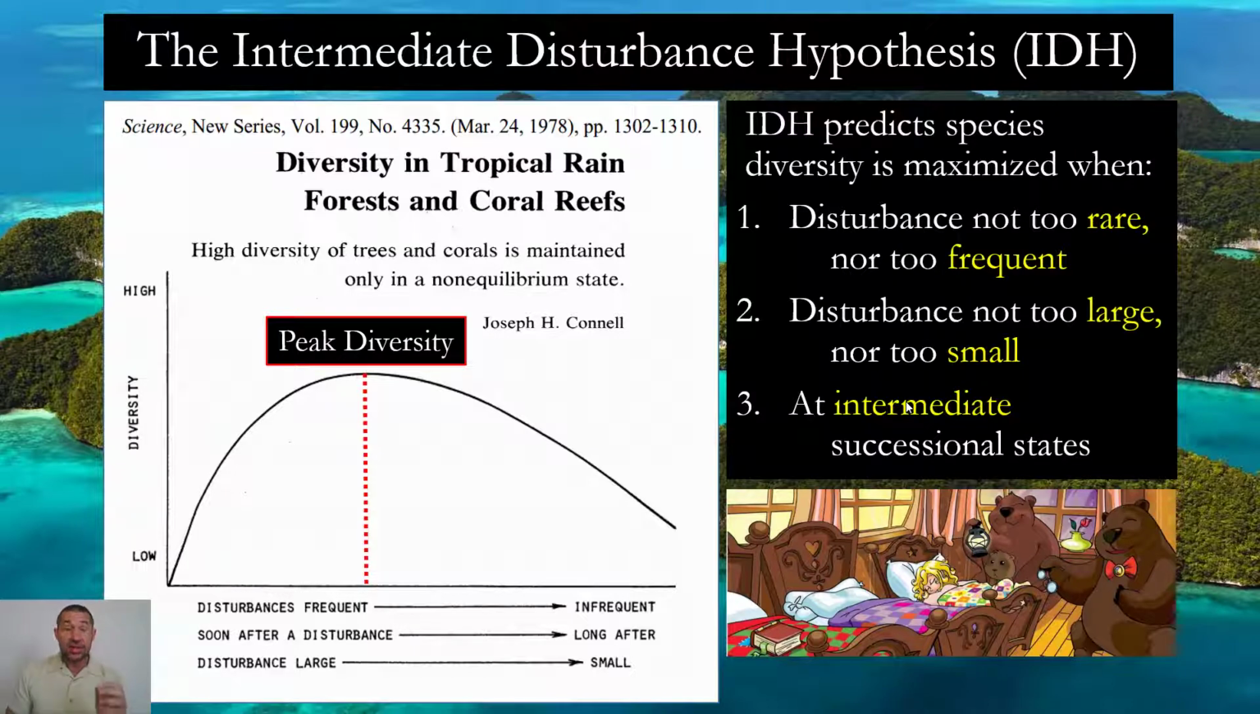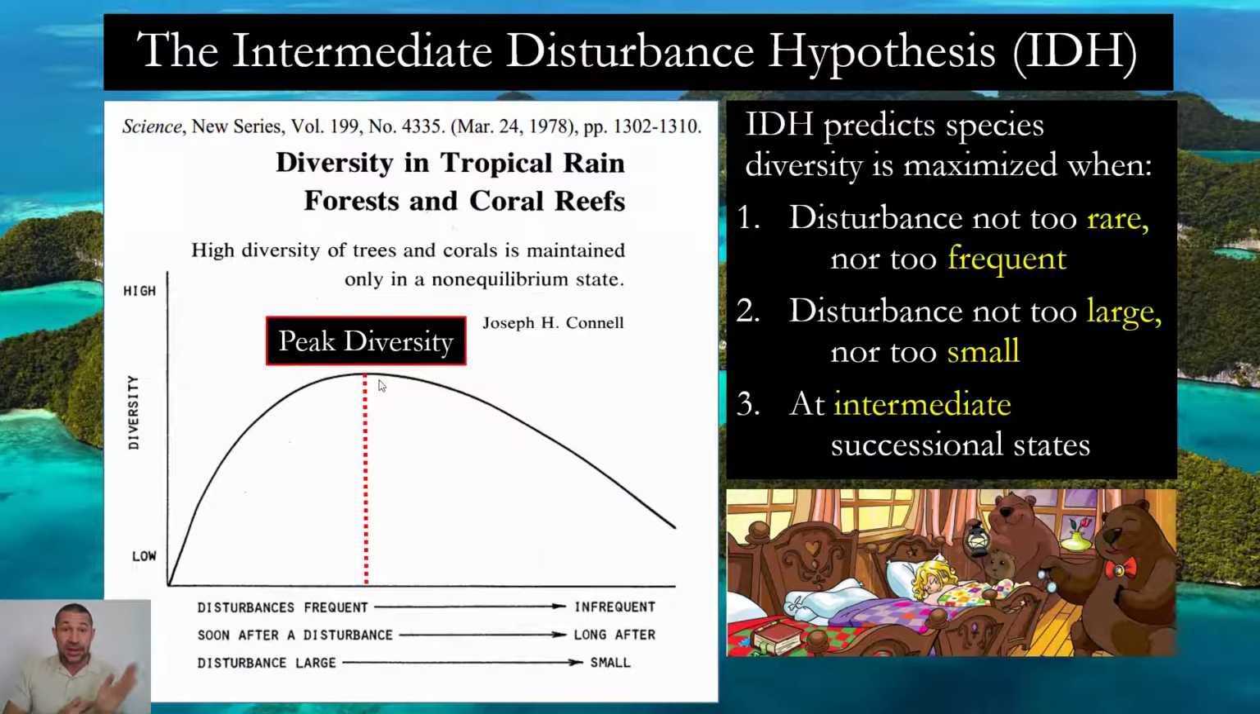Connell argues that these very biologically diverse ecosystems exist in a constant non-equilibrium state of disturbance. Rainforests and coral reefs, Connell argues, have peak species diversity. The number of species in these ecosystems peaks when disturbances are not too large such that they wipe out the whole system, but they're not too small either, which allows for the presence of pioneer species. Connell argues that peak species diversity occurs at intermediate successional states, when there's some pioneers, there's some intermediates, and there's some species from the climax community.